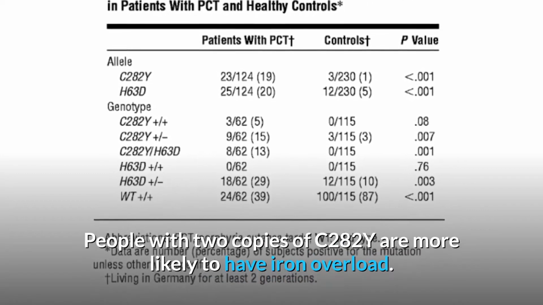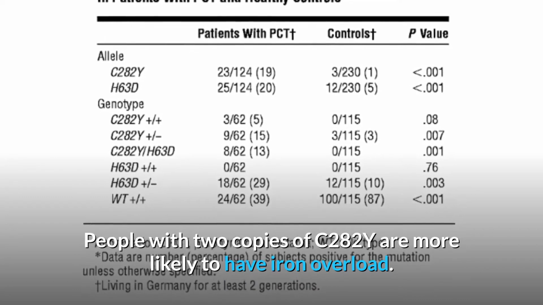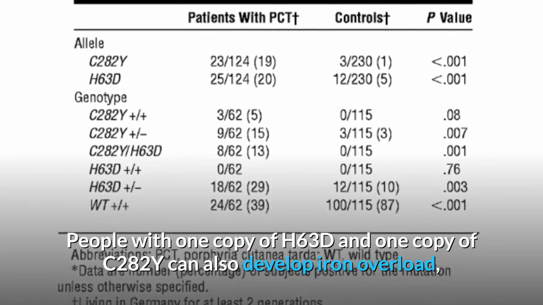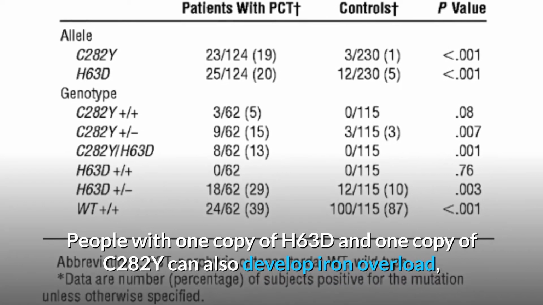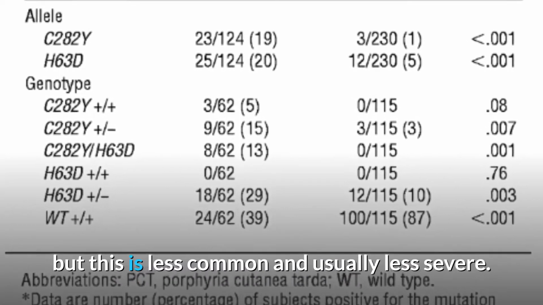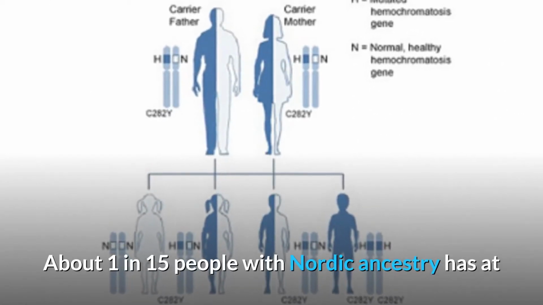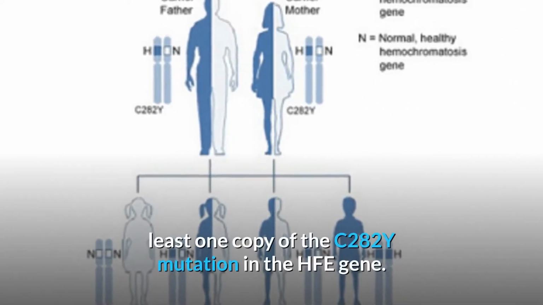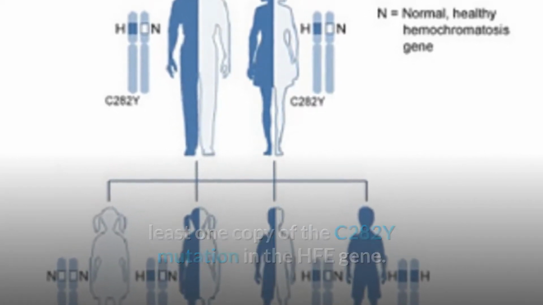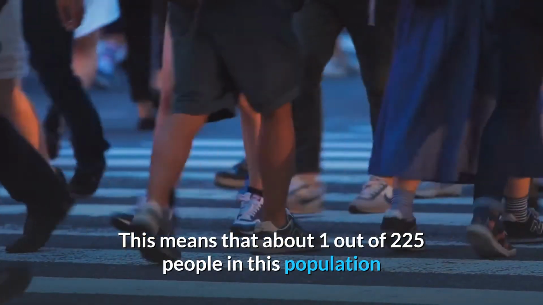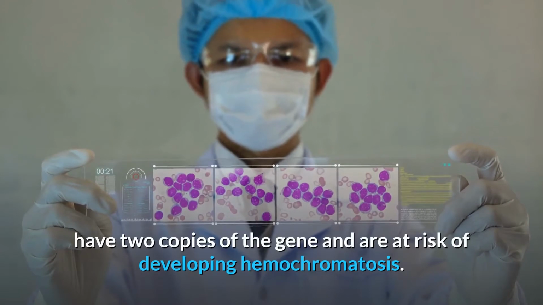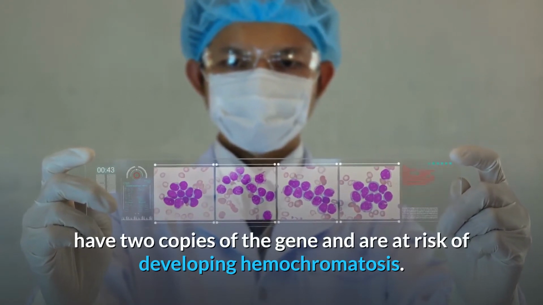People with 2 copies of C282Y are more likely to have iron overload. People with 1 copy of H63D and 1 copy of C282Y can also develop iron overload, but this is less common and usually less severe. About 1 in 15 people with Nordic ancestry has at least 1 copy of the C282Y mutation in the HFE gene. This means that about 1 out of 225 people in this population have 2 copies of the gene and are at risk of developing hemochromatosis.